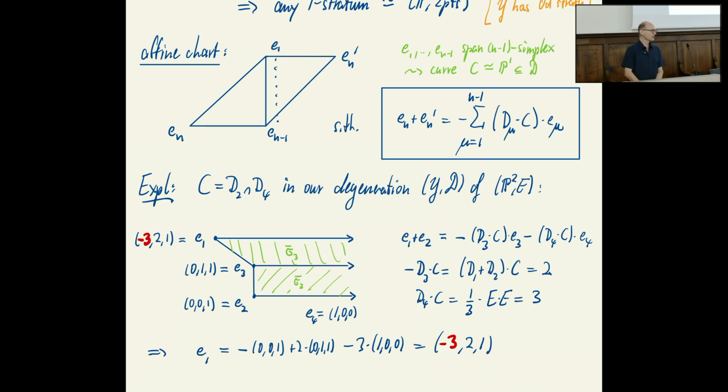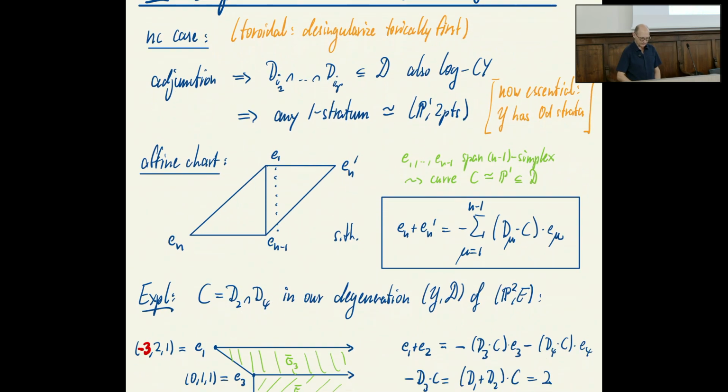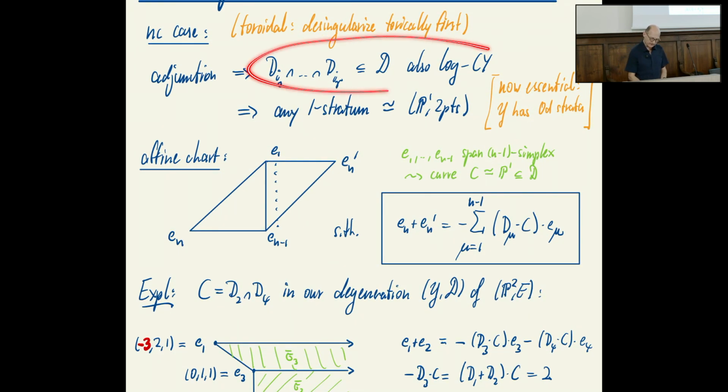Okay? So I'm just saying that the intersection numbers of the one-dimensional stratum with all the adjacent divisors tell you some affine structure. And the reason is that you have this inductive log-Calabi-Yau structure that tells you that each one-dimensional stratum is a P1 with 2 points. That will also be very important later on in the proofs.